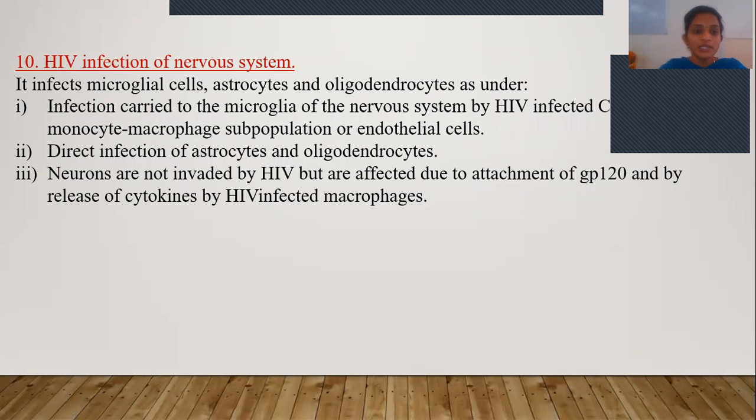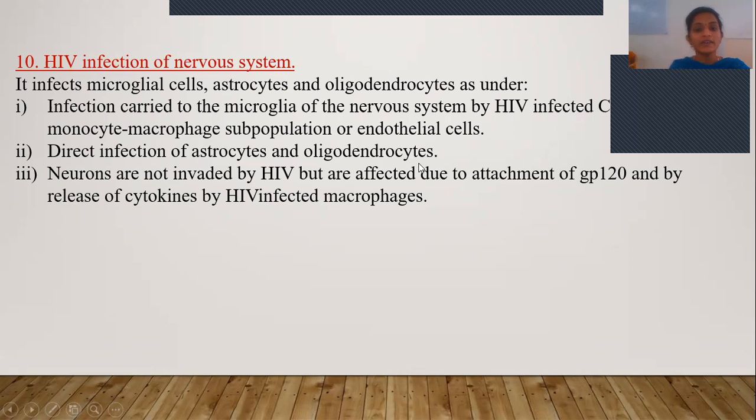Then HIV infection of the nervous system. When the HIV virus enters the nervous system, it will infect the microglial cells, astrocytes, and oligodendrocytes, by three mechanisms. First is infection carried to the microglia of the nervous system by HIV infected CD4 host cells, monocyte macrophage subpopulation, or endothelial cells. So first it will gain access into the microglial cells and cause damage. The CD4 host cells which have this virus will transfer it to these microglial cells and cause the infection. Other is direct infection of astrocytes and oligodendrocytes.